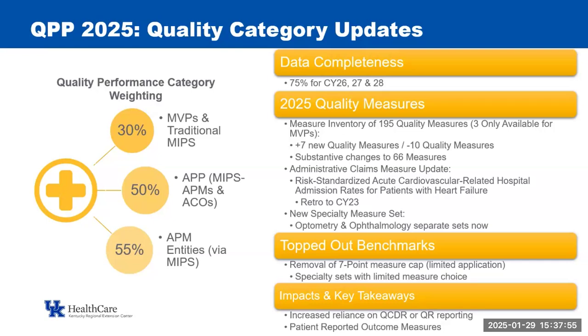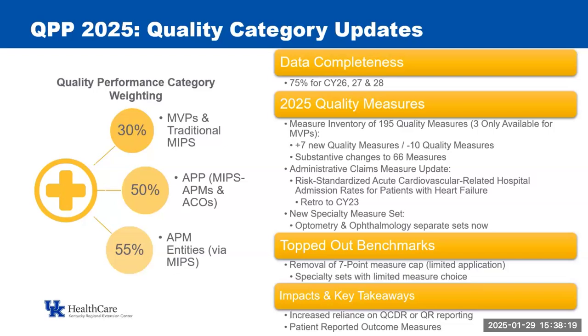CMS did make some changes to an administrative claims measure. It is the risk standardized acute cardiovascular related hospital admission rates for patients with heart failure. This change that they are making is retroactive to calendar year 23. And this change is simply some language around how that measure is attributed.